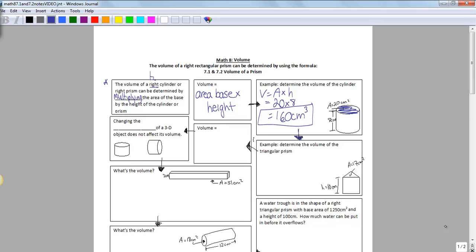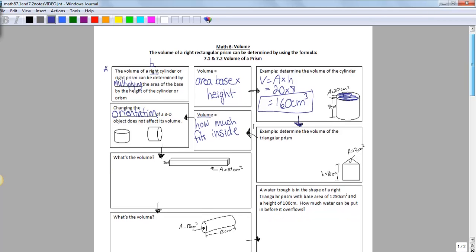Okay, before we get too much farther, volume, remember, is how much stuff fits inside. That's what we're finding. Last unit we did surface area, which is around the outside. This is inside. Now, one thing to keep note of is that changing the orientation of a 3D object does not affect its volume. You can see in this picture, whether it's standing up straight or on its side, volume is still volume. Same with surface area. Surface area is still surface area.